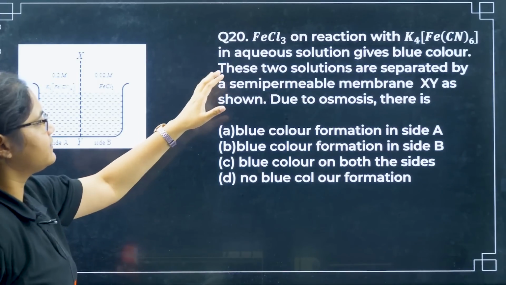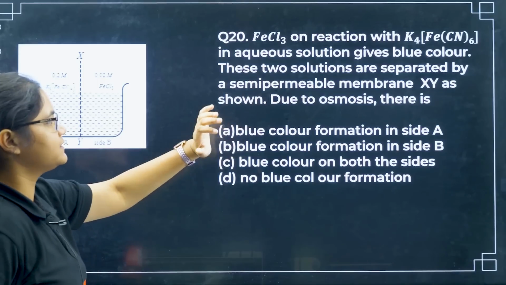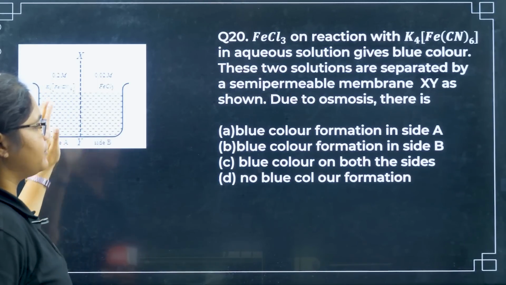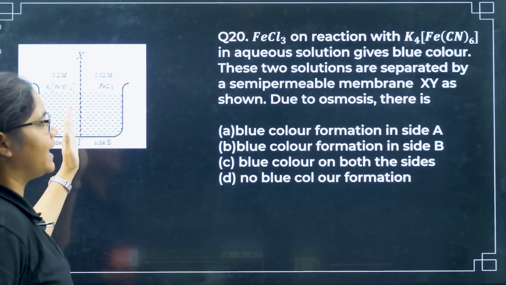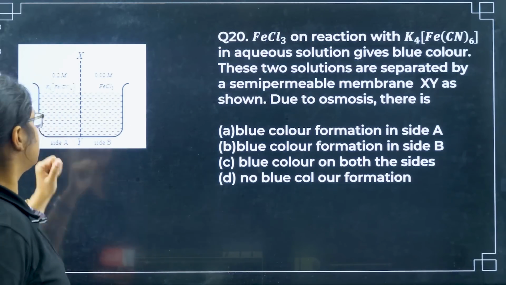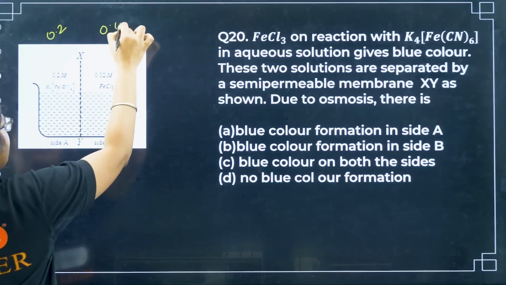See, FeCl3 on reaction with K4[Fe(CN)6] in aqueous solution gives a blue color. Now these two solutions are separated by a semi-permeable membrane XY as shown. Due to osmosis there is... Now see here the concentration, if you can't see I'll tell you, this is 0.2 and this is 0.02.